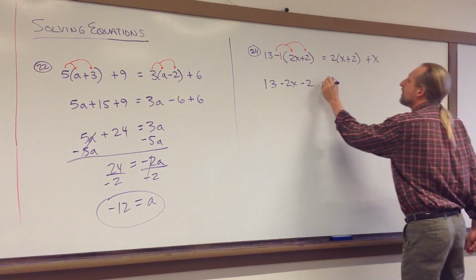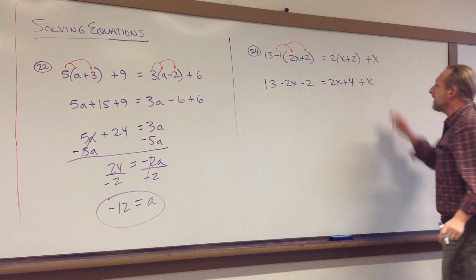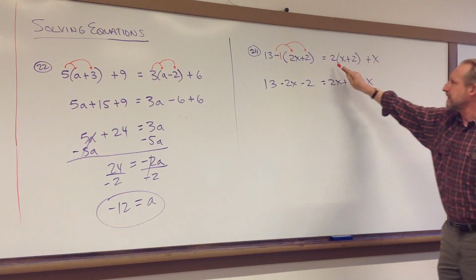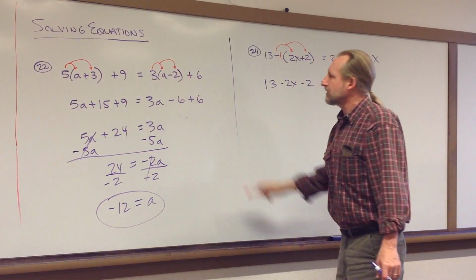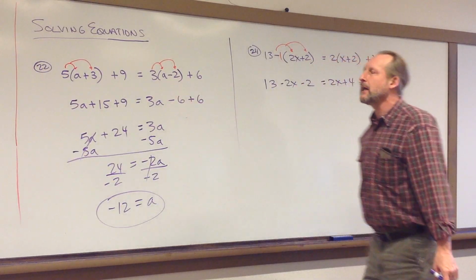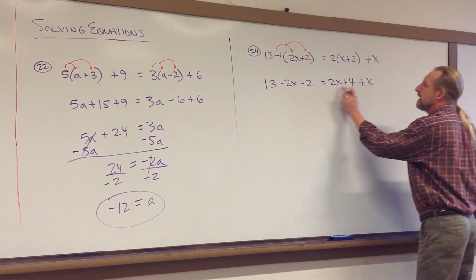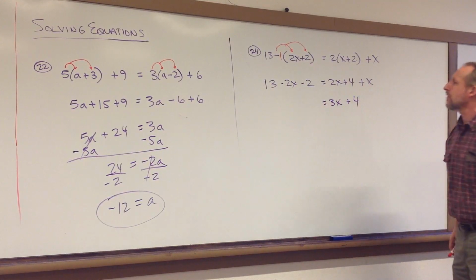And over on this side we'll get 2x plus 4 and then plus this x on the end. Remember, this piece does not get multiplied by the 2. Same thing we saw in this problem right here. It just hangs around and waits for the next step, and then we can combine it with whatever came out of that previous step. So here we're going to have an x and a 2x. That'll make 3x plus 4.